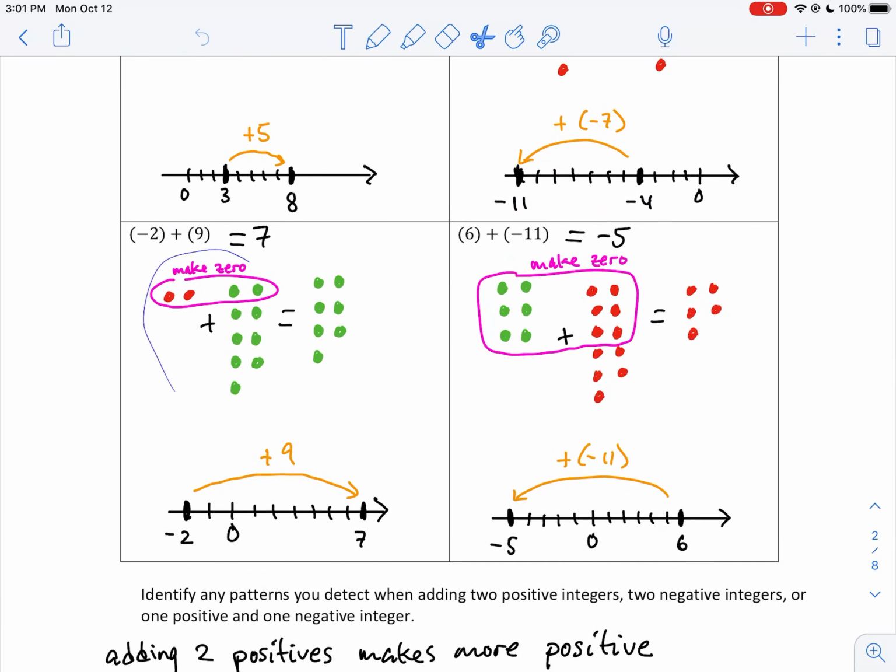Like in this case here, we had more positives than negatives to begin with, so we wound up with having positives after the cancellation happened, whereas in this case we had more negatives than positives to begin with, and so after the cancellation we wound up with some negatives still left over.